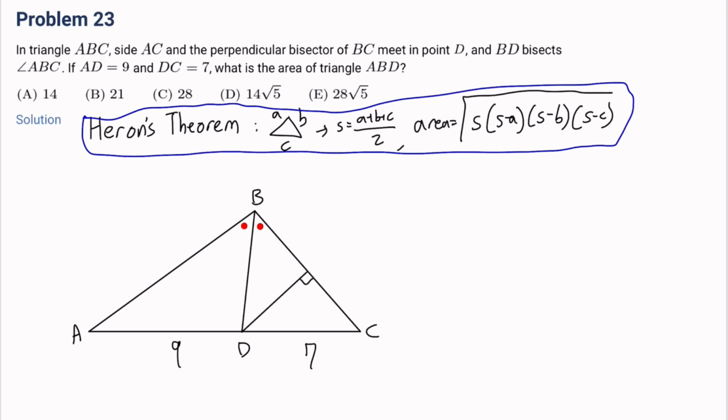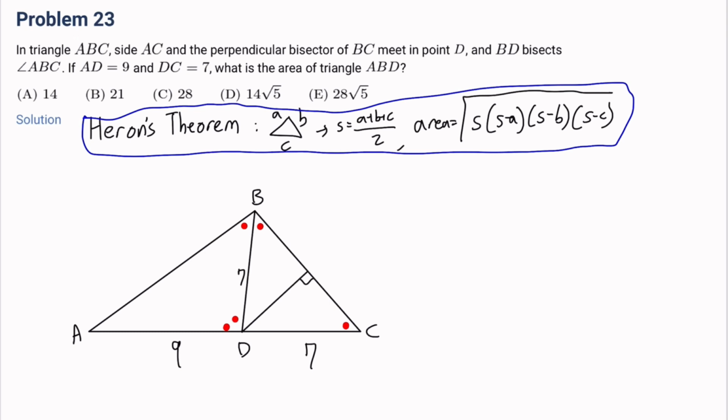Okay, so first of all, since this is the perpendicular bisector of BC, triangle BDC is an isosceles triangle. And therefore this angle would also be this red dot, and these two would be equal lengths. So BD has a length of 7. And also, since the sum of these two angles is equal to this angle, that angle becomes 2 of these.